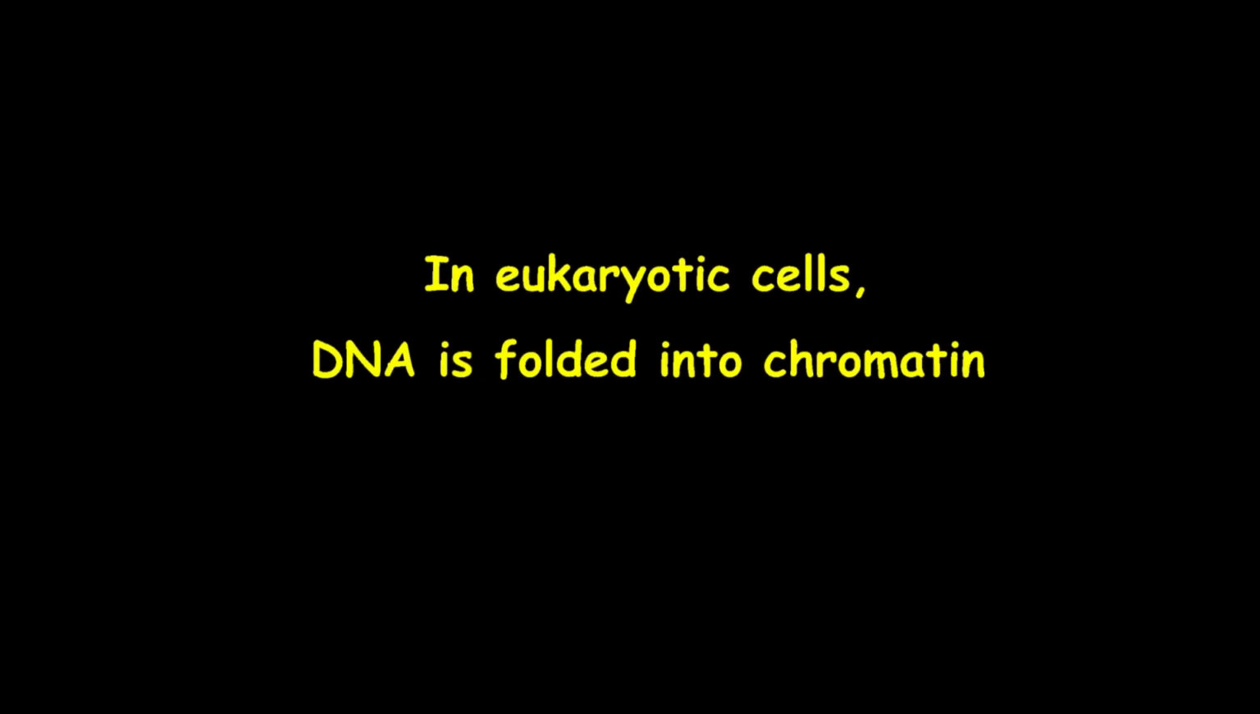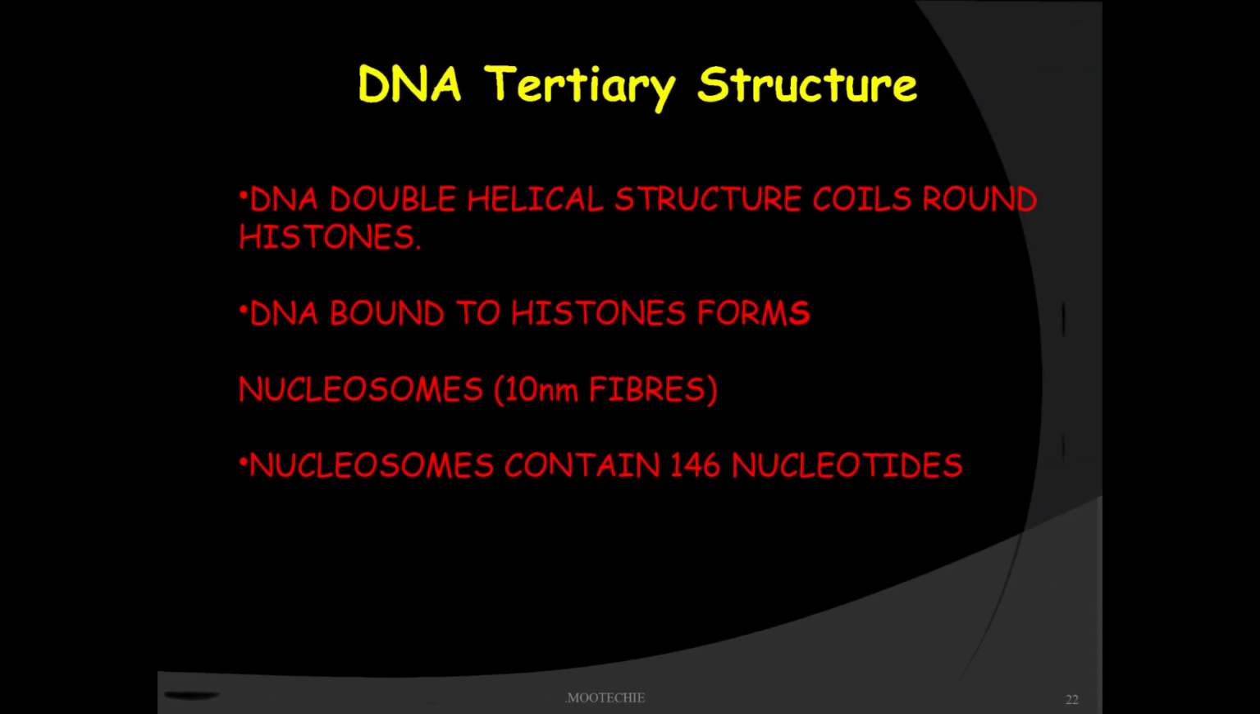In the complex world of eukaryotic cells, DNA isn't just floating around, it's highly organized. It is folded into a structure called chromatin. This brings us to the DNA tertiary structure. The DNA double helical structure coils around proteins called histones. DNA bound to histones forms structures called nucleosomes, which look like beads on a string and are known as 10 nanometer fibers. Each nucleosome core contains about 146 nucleotides of DNA.